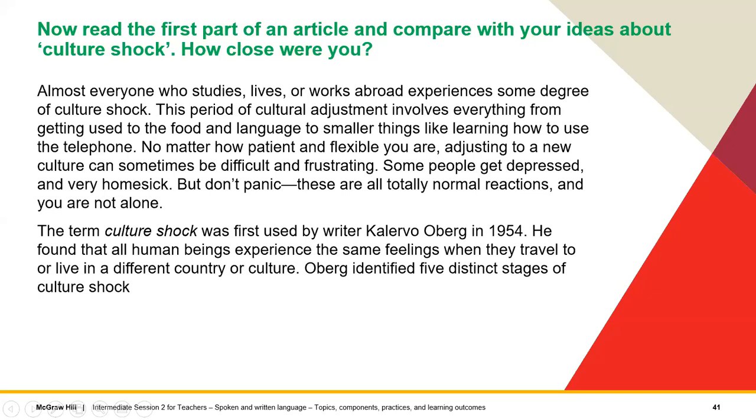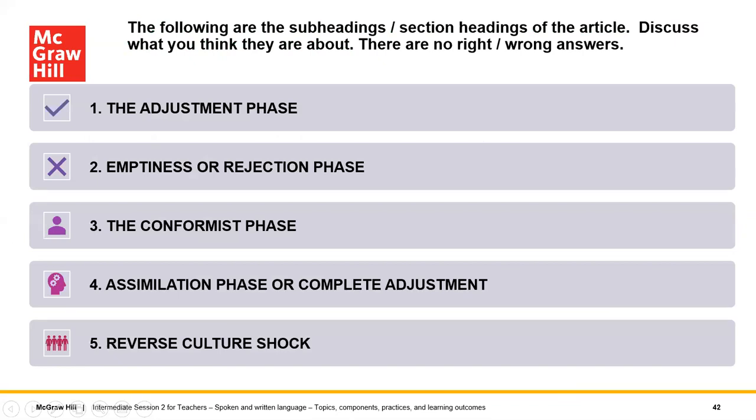Okay, let's have a look. These are the phases. Can you look at them? The adjustment phase, emptiness or rejection phase, the conformist phase, assimilation phase or complete adjustment, reverse culture shock. Okay, what do you think they're about? What do you think the first stage is about? Very briefly, the adjustment phase. What kind of information would you expect to find there?